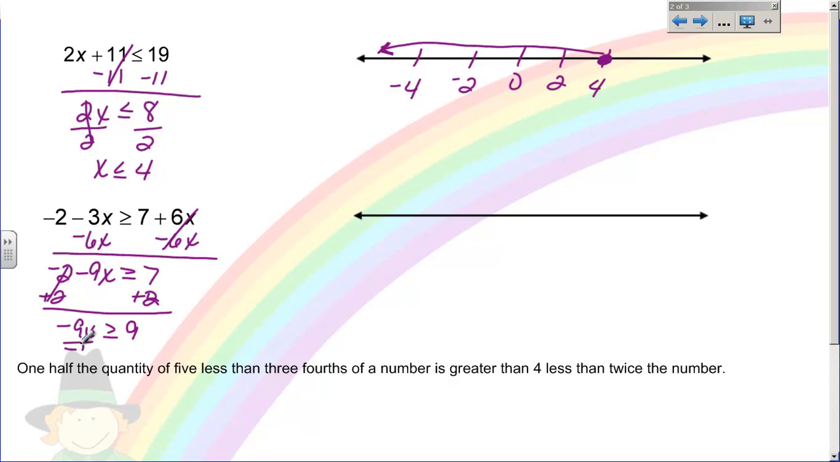And I'm going to divide by negative 9, and since I'm dividing by a negative number, I have to flip the sign in my answer so it becomes less than or equal to negative 1. Do not forget this step. It can mean the difference between doing all of this work and getting all of the points for the question, or doing all of this work and getting half of it wrong because you forgot to flip the sign. Please don't forget that step.